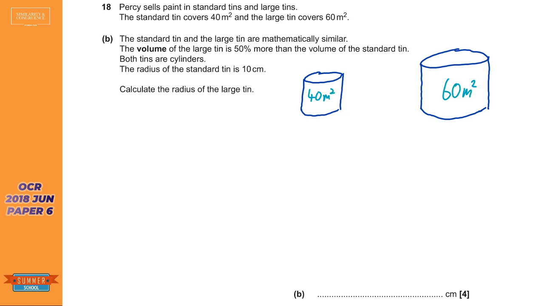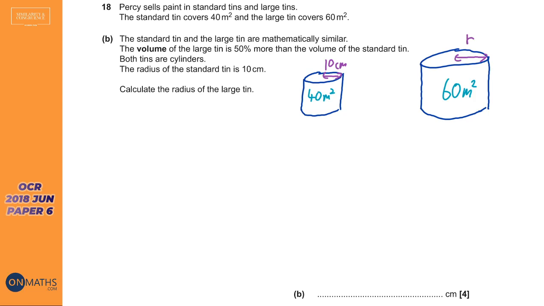Now I've cut out question A because it's nothing to do with congruence or similarity. So if you want to have a look at question A, then go to 2018 June paper 6. And paper 6 is a calculator paper, so we'll be relieved to know. And it says the radius of the standard tin, which is the smaller one, is 10 centimeters. And I think we're asked to find the radius of the bigger one.